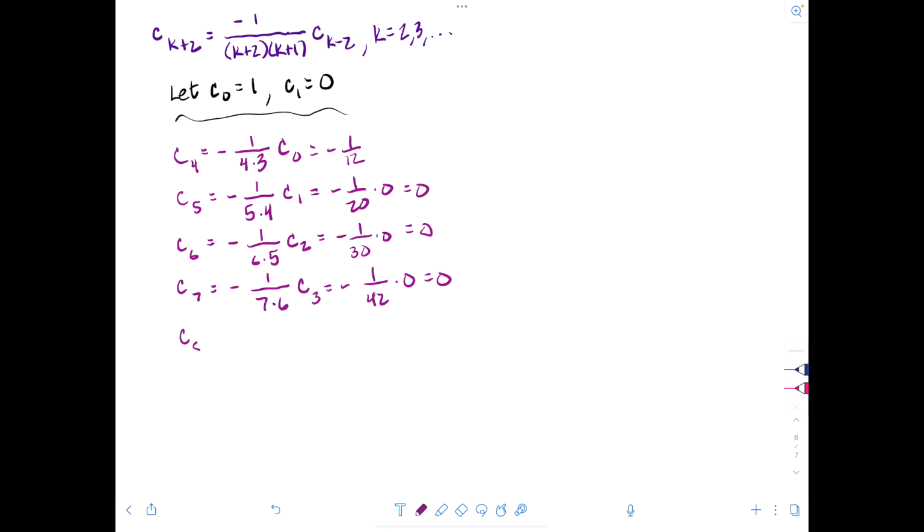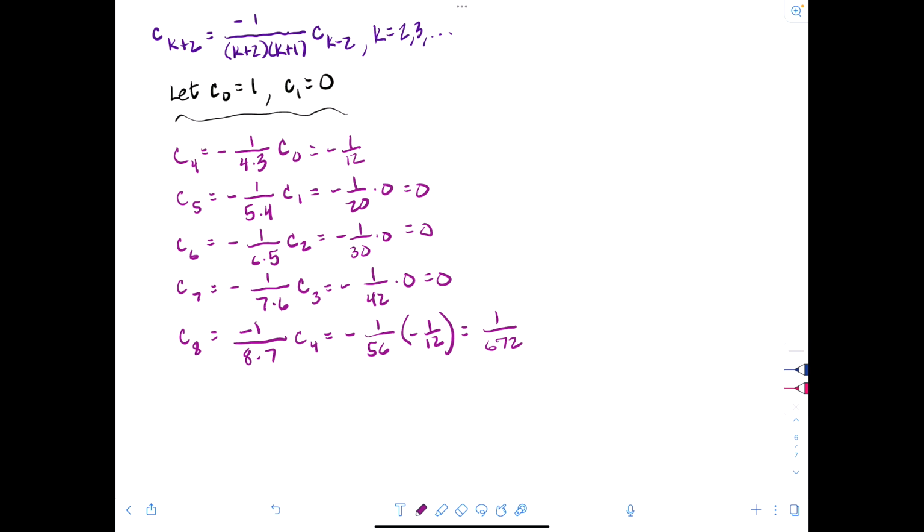And then we'll finally get some sort of a trend going on when we get to C8. That's when k is 6. So this will be negative 1 over 8 times 7 times C4. That will be equal to negative 1 over 56 times negative 1/12, because that's what C4 was. And that in turn will equal positive 1 over 672.